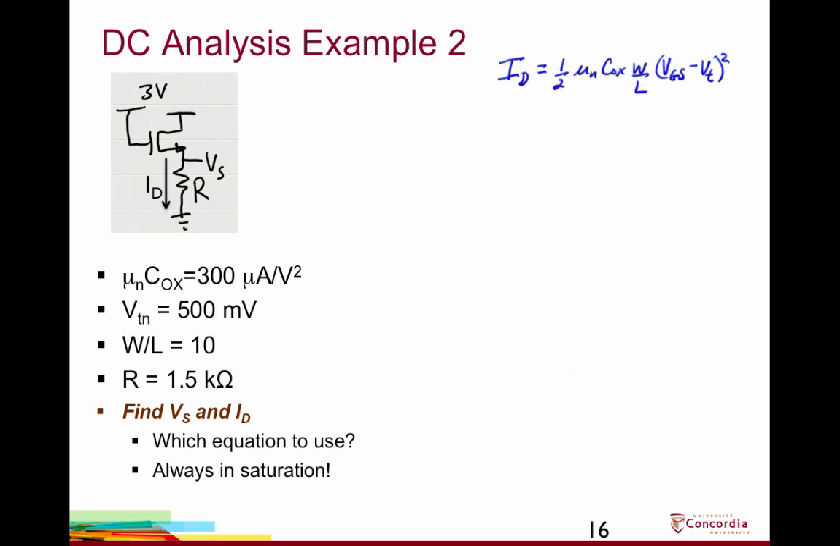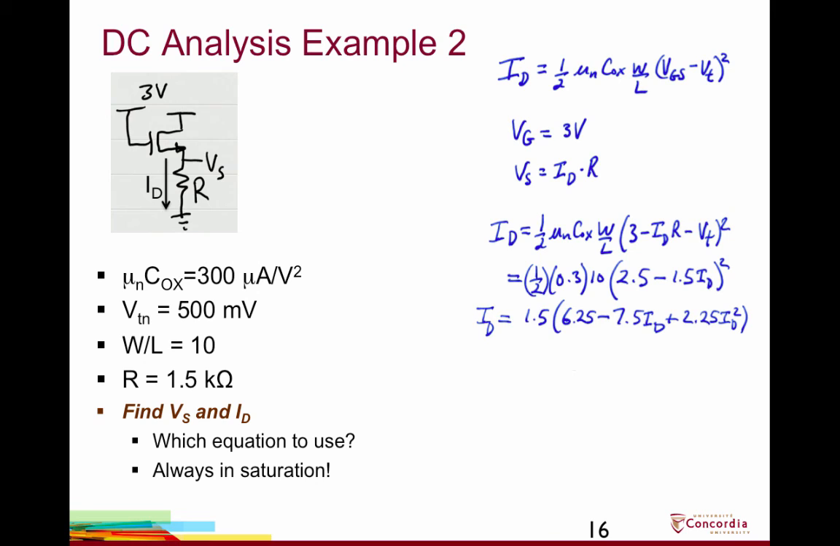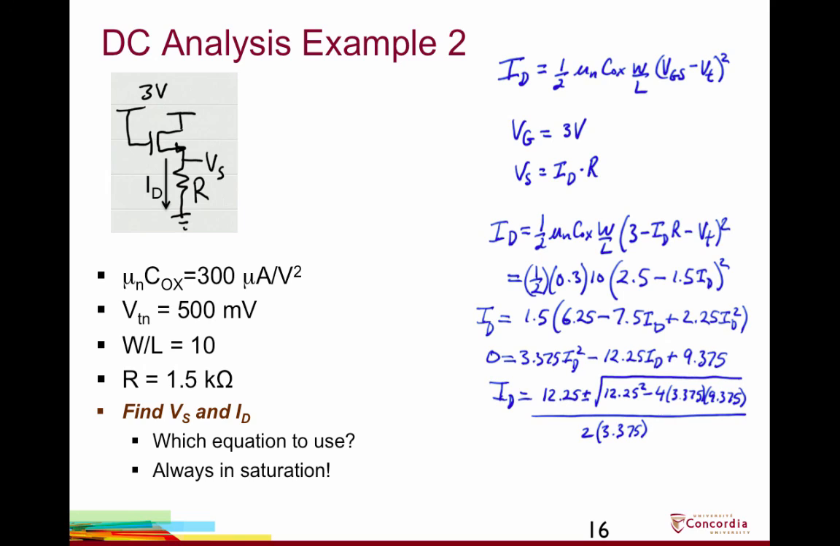So here's the saturation equation. The gate is at 3 volts. What do we plug in for VGS? V gate minus V source. The source voltage here depends on the drain current. So V source, VS, is equal to ID times R. So now we have an ID on both sides of the equation. We can substitute in all the values, but we have ID on both sides. So we're going to have to do a little bit more math to get to the answer. We're going to get a quadratic, we're going to solve the quadratic, and we'll get two solutions.